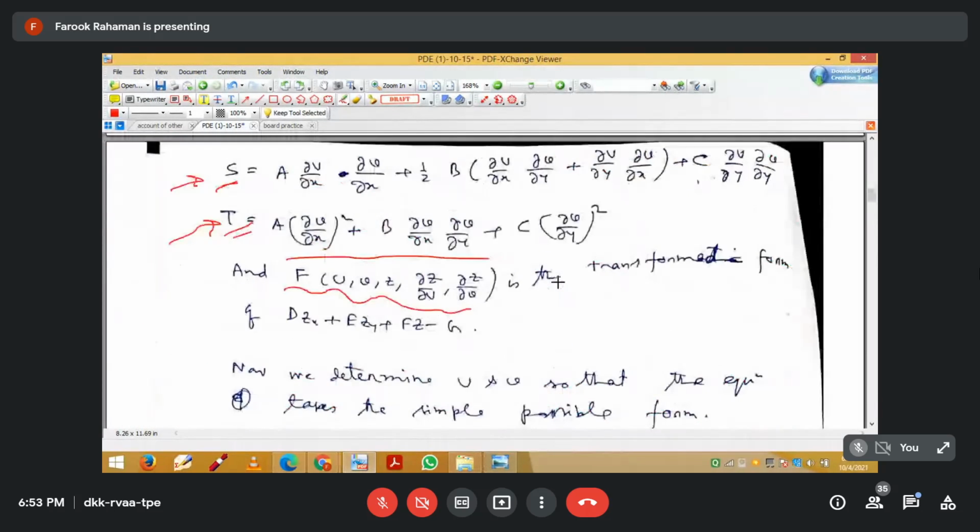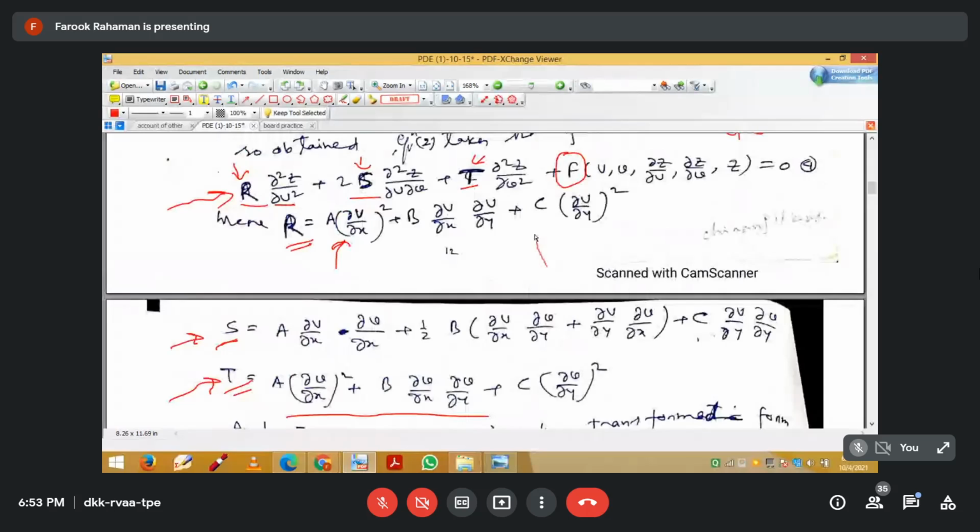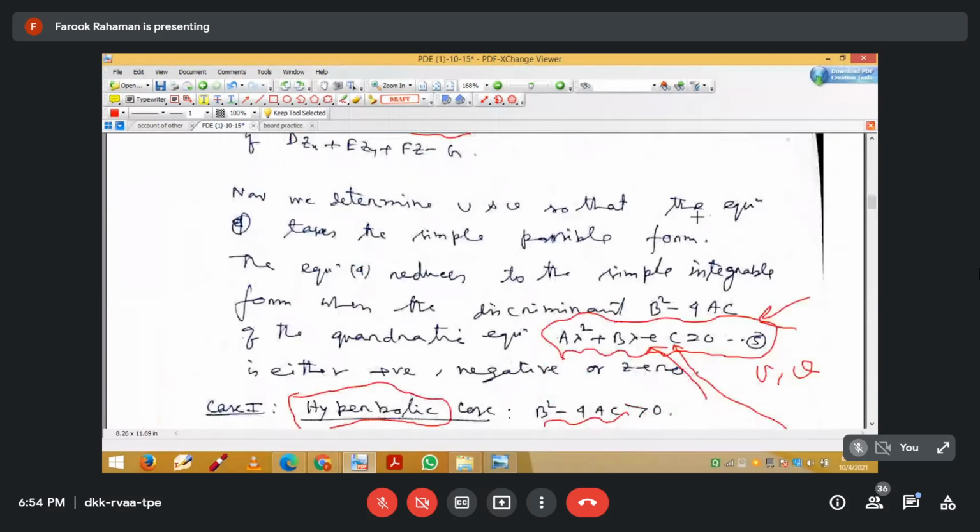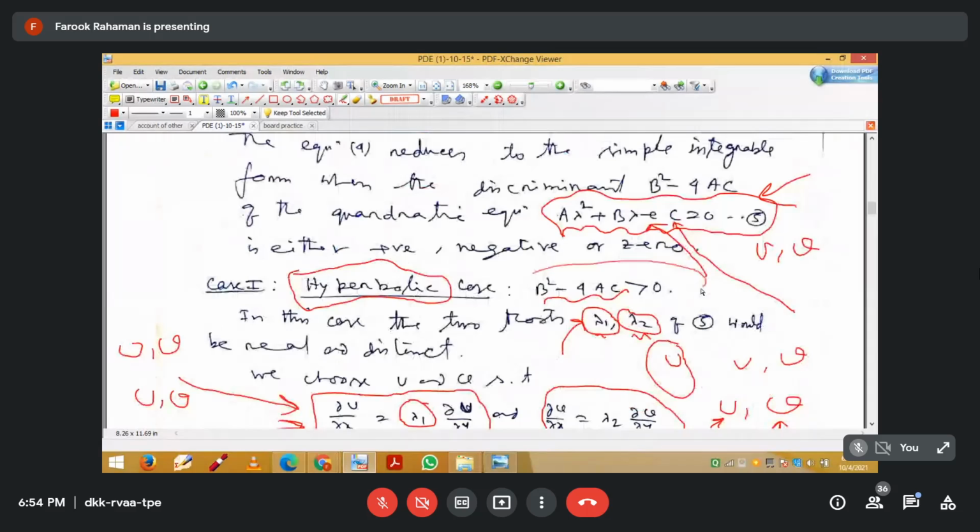The transformed differential equation is said to be in canonical form. This is the transformed differential equation after using u and v, which are known quantities. This equation is known as canonical form. For the first case, that is b square minus 4ac greater than 0, this canonical form is known as the hyperbolic form.